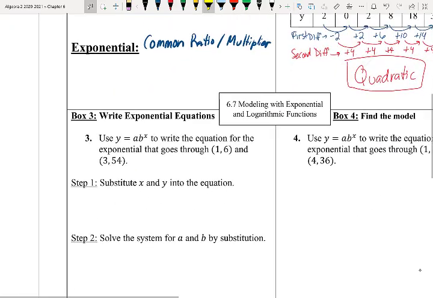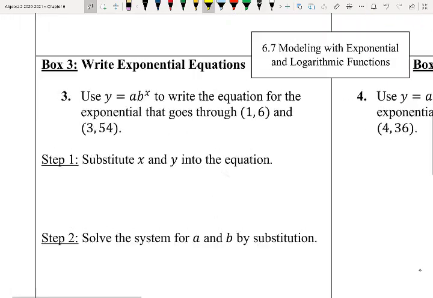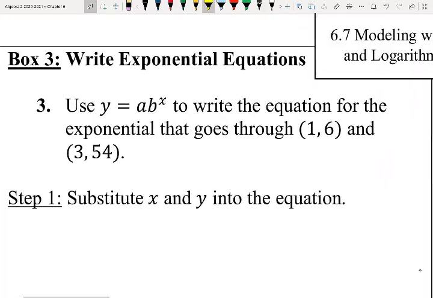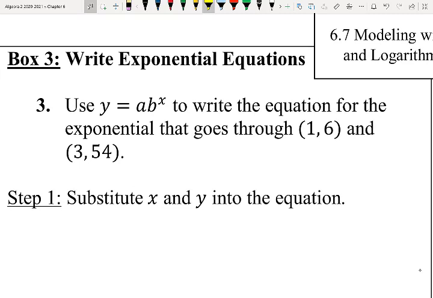The more difficult part is boxes 3 and 4. In this, we're trying to write an equation for an exponential. We're using the basic standard form for an exponential, y equals a times b to the x power, where a is my starting value, b is my multiplier, and x and y are my inputs and outputs. If we're trying to use that equation to write the equation for an exponential that goes through 2 specific points, there are 3 main steps we have to do.